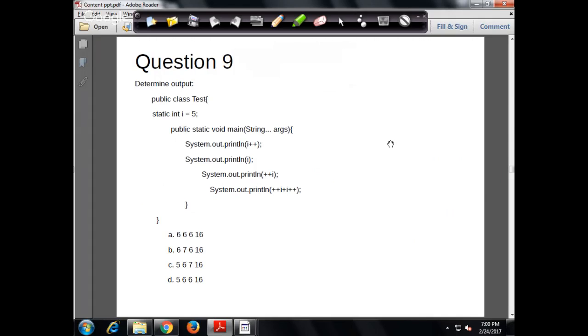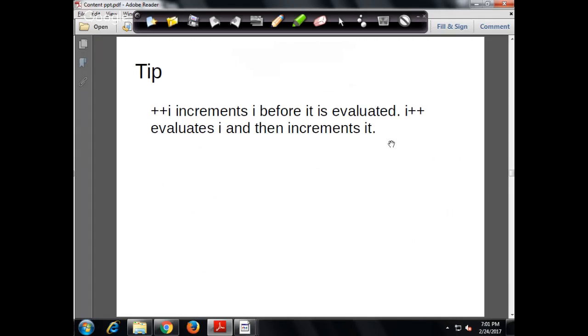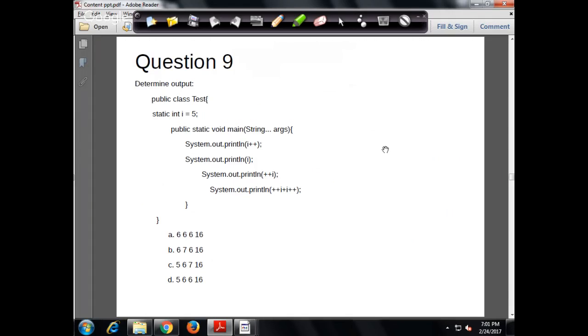Okay, so let me just show you the tip. And the tip is not much. It just tells about how the pre-increment plus plus I, which is called the pre-increment operator, and then I plus plus, which is called post-increment, how these two will work. Just see the tip. Now that you have seen the tip, I'm going to display the question again, and if some people want to relook at the question now, based on what you have learned from the tip.